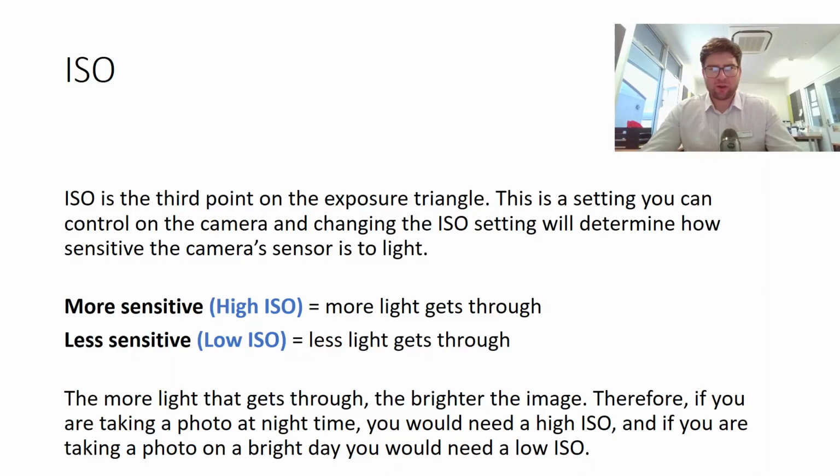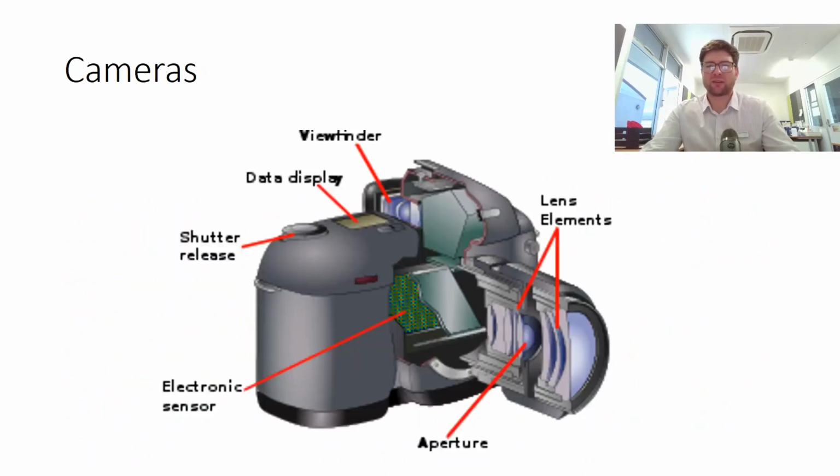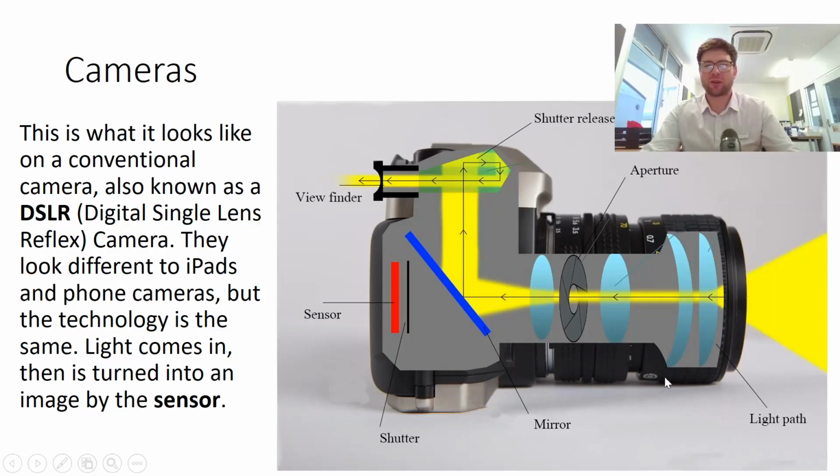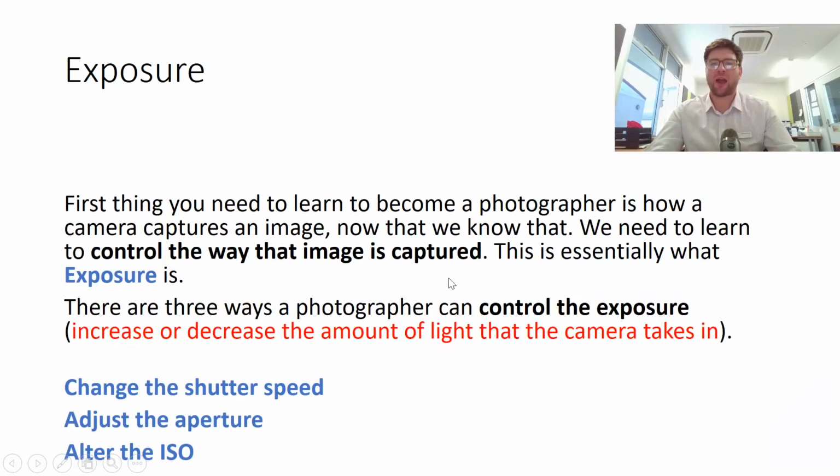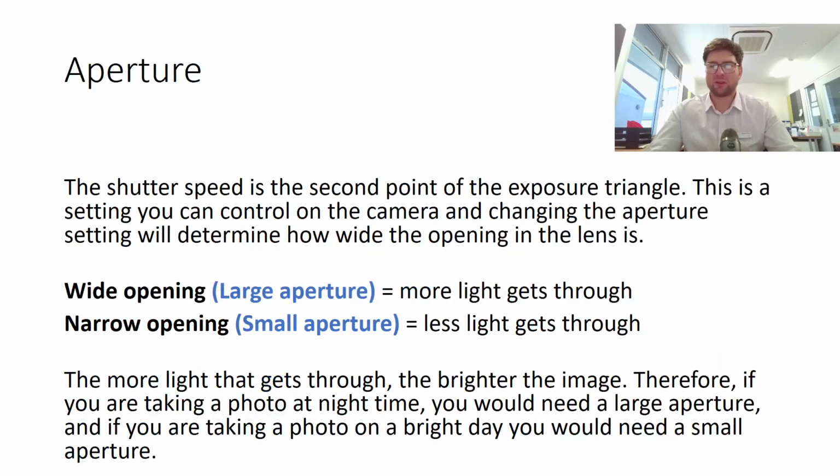ISO is the final point of the exposure triangle. It's a setting you can control on the camera, and changing the ISO setting will determine how sensitive the camera's sensor is to light. So the little red sensor that I was telling you about, this one here, by changing the ISO, you change how sensitive it is, or how much light it will pick up.